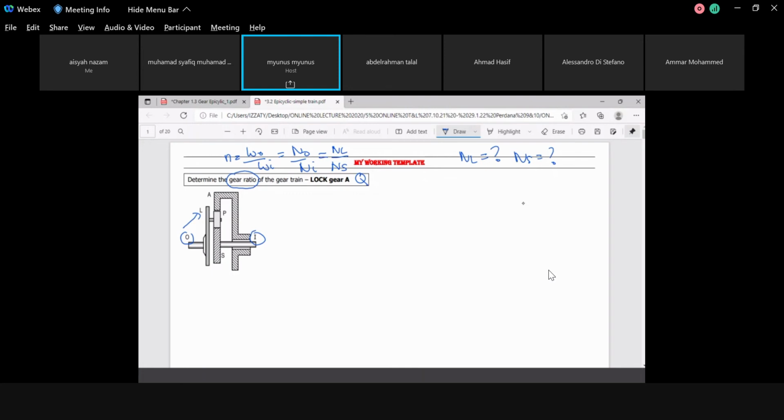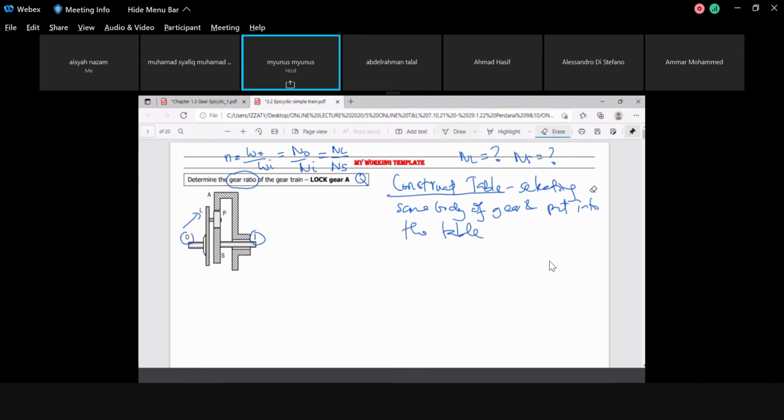Okay, now we start. Construct the table. So how to construct? Look there. Constructing a table is selecting the same body of gear and putting it in the table. Put it in the table, not into, yeah, put in the table.